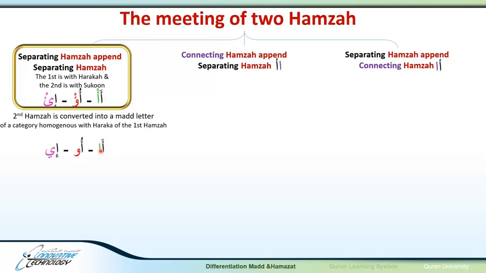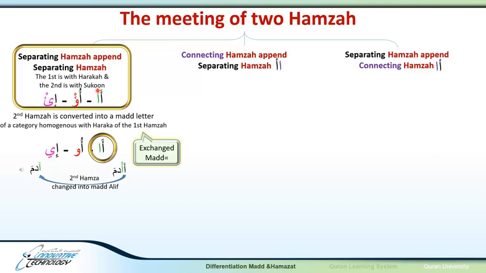Now this would be converted into an exchange mad, as in this example. Instead of saying a'adam, we say aadam. آدم The second hamza is changed into a mad alif.